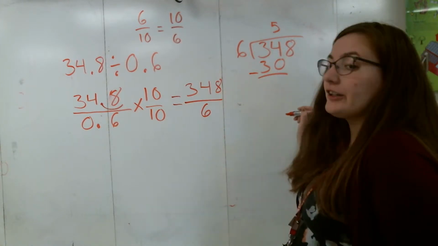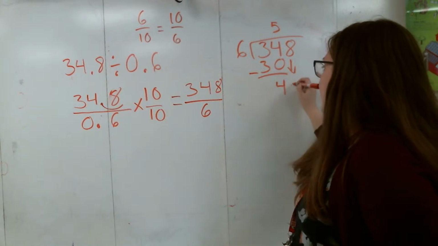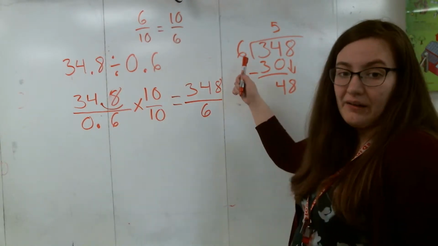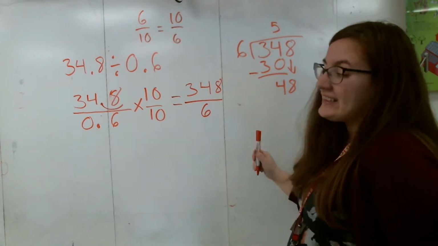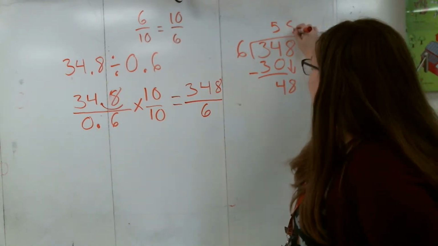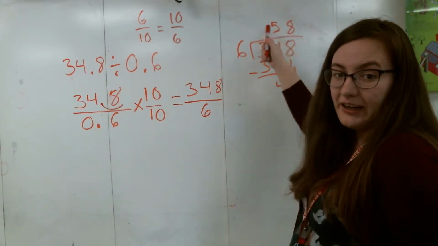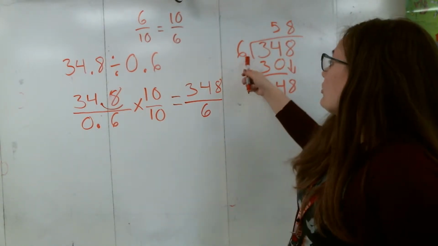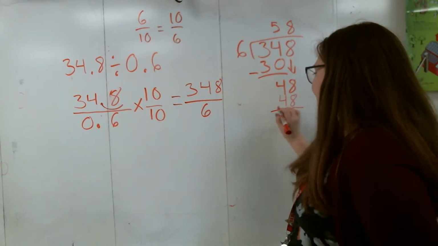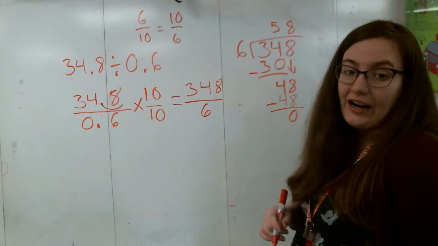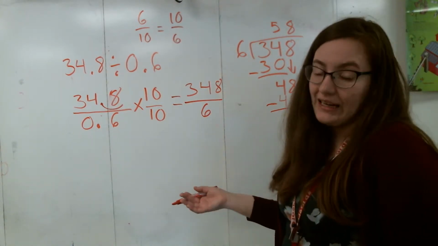So now I'm doing 34 minus 30, and that gives me 4. And then I bring down the 8. Now I figure out how many times 6 can go into 48, and I know that 6 times 8 is 48, so I'm going to put an 8 up here. This is going to be my final answer, my quotient. So I'm going to do 6 times 8, which gives me 48, and then I subtract 48 minus 48, which gives me a remainder of 0, so that tells me that I'm done.